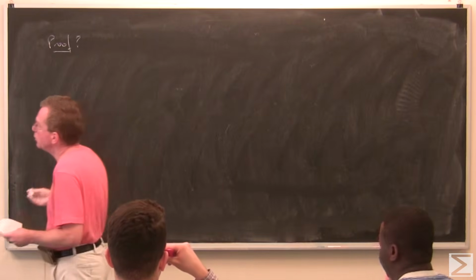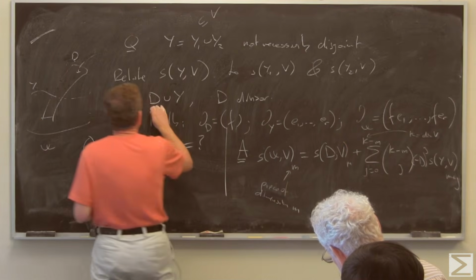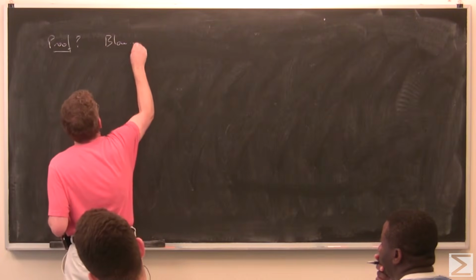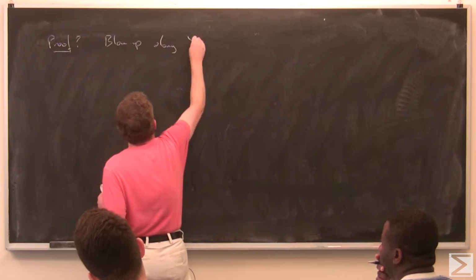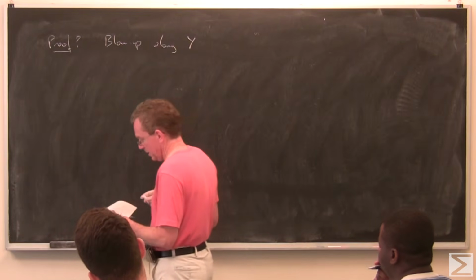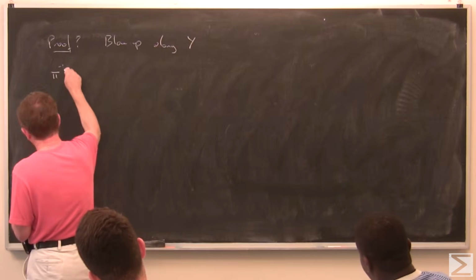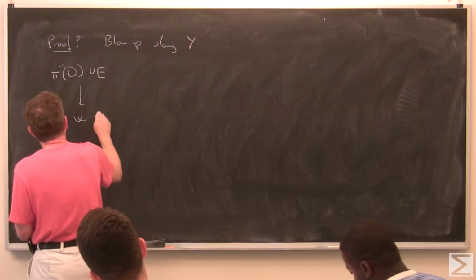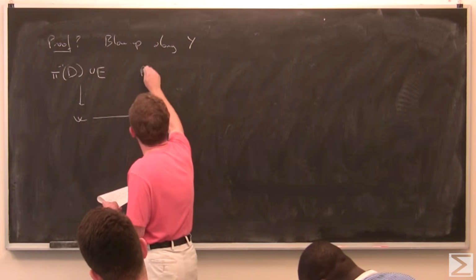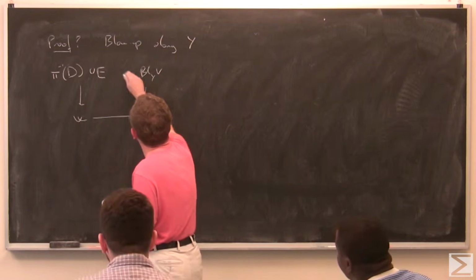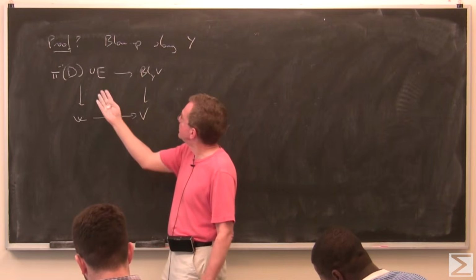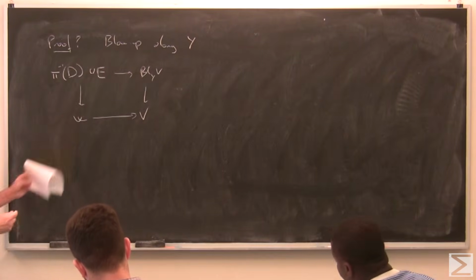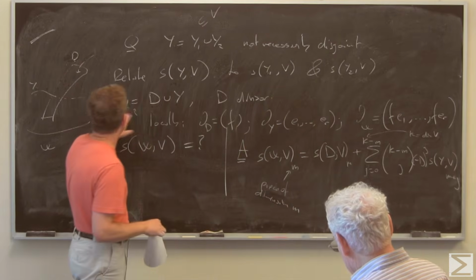Well, I told you you would reduce this to this situation by blowing up, but nothing prevents you from blowing up again. So blow up along Y, the other thing. Then you'll find yourself in this situation: the inverse image of the divisor, union the exceptional divisor, dominates W in V, and here's a blow up. Now E is the inverse image of Y, this is the inverse image of D, and W is concocted as the union of those two things.